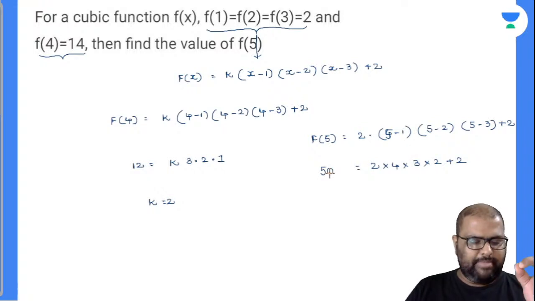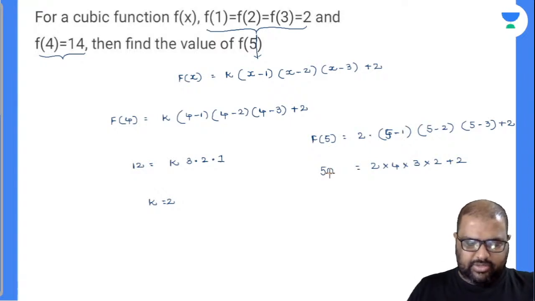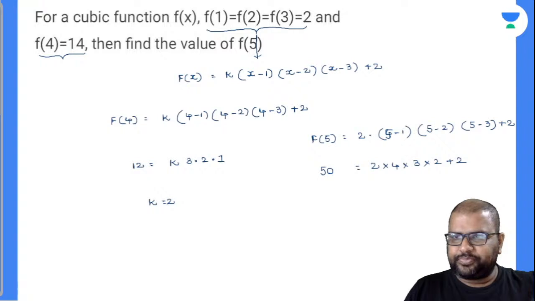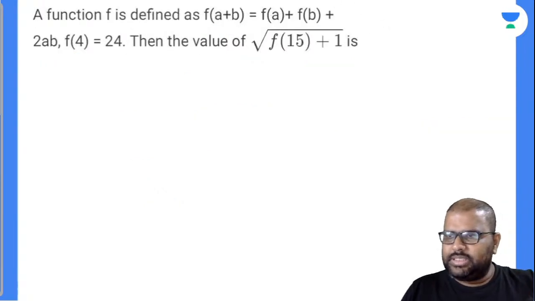Functions is nothing but framing the general equation. If you can frame the general equation, then automatically you can solve the answer very easily. Otherwise, it will take so much time to solve the question.